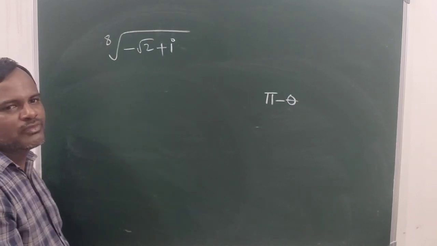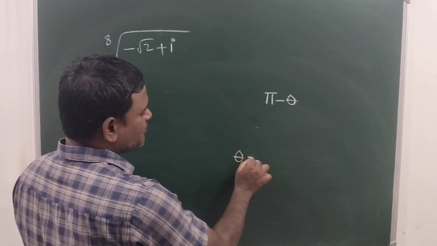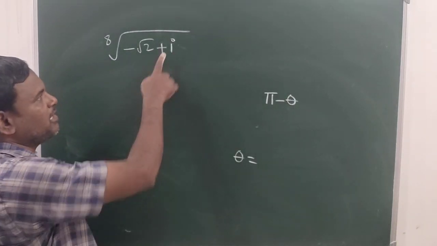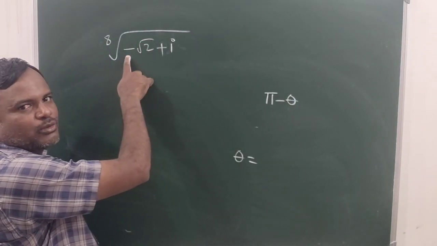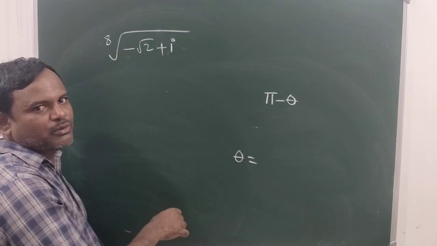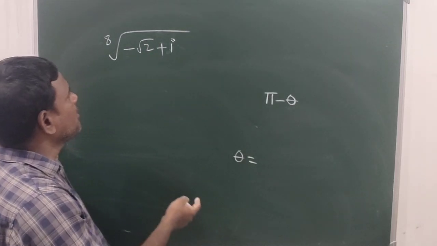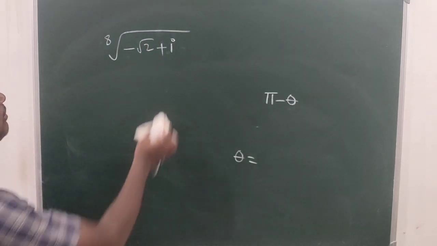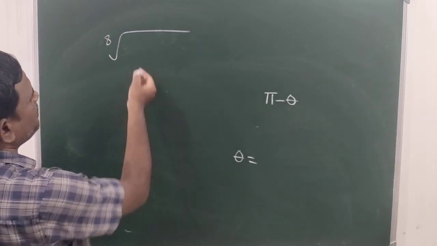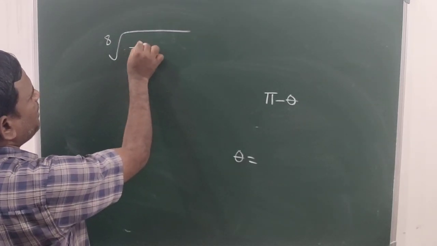So get the theta value, tan inverse of y by x. Here y value 1, x value root 2. Tan inverse of 1 by root 2. Okay, here we are not getting a standard angle, so it is better to take it as minus 1 plus i.